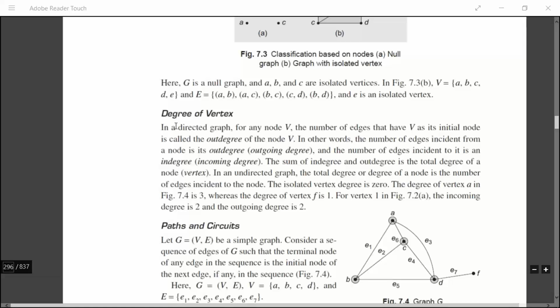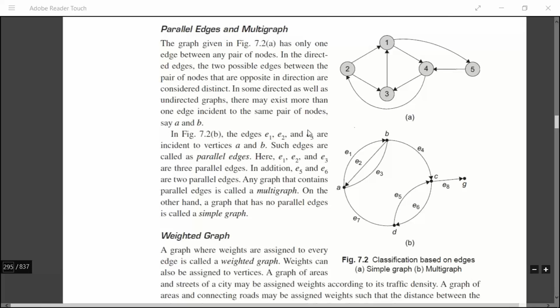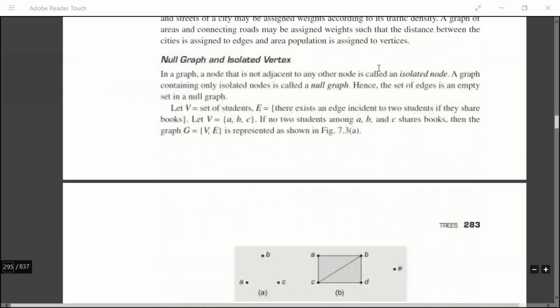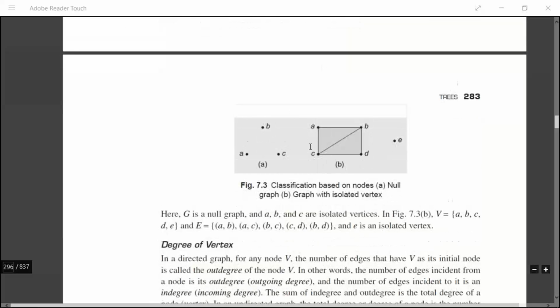In a directed graph, and what is a directed graph according to our yesterday's discussion? A graph in which the direction of the edge is specified. See here we are representing the direction of the edge, that is, it is from 2 to 1. It is specified with this arrow mark, so it is a directed graph. If you don't specify any direction, then it is an undirected graph.